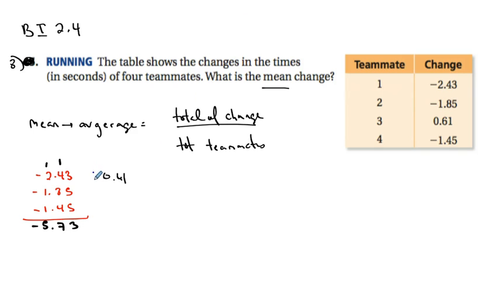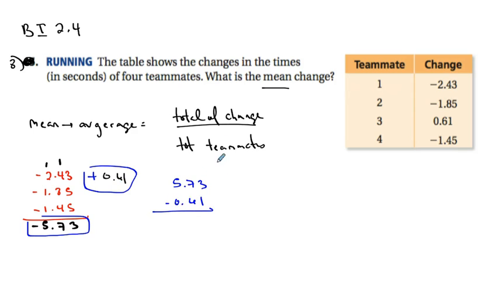And then I'm going to take this positive 0.61 and this negative 5.73. And since they have different signs, I'm going to subtract the two numbers. Minus 0.61, right? Different signs. I'm going to find the difference of these two numbers. 3 minus 1 is 2. 7 minus 6 is 1. 5 minus 0 is 5. So I got 5.12. But I have more negative numbers than positive numbers, so it's negative 5.12. So that's actually going to be my total change.